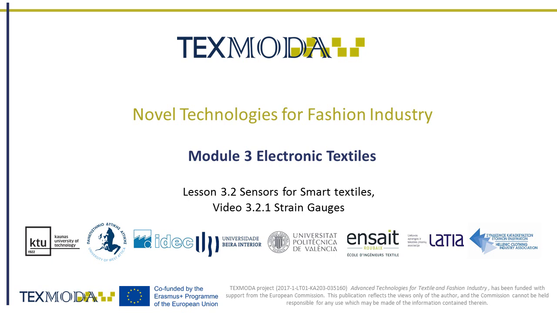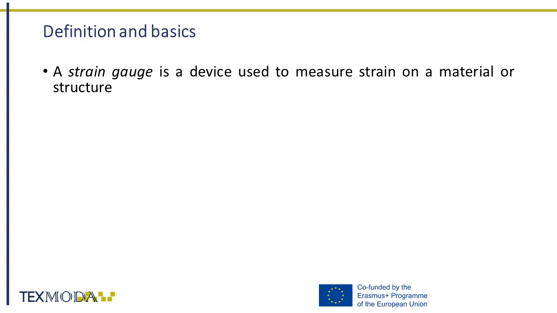Welcome to the lesson about sensors for smart textiles and in the first video about strain gauges. A strain gauge is defined as a device used to measure strain on a material or structure.